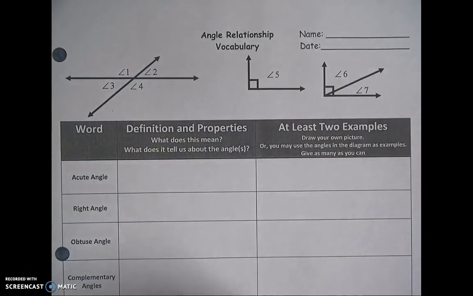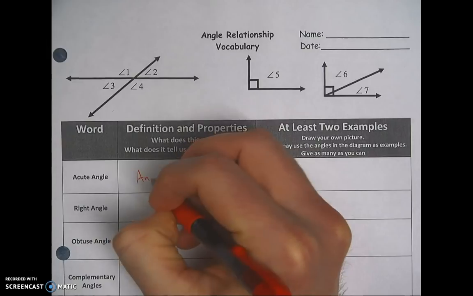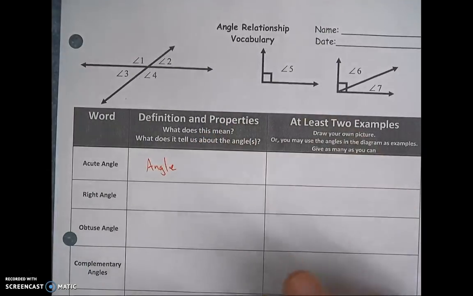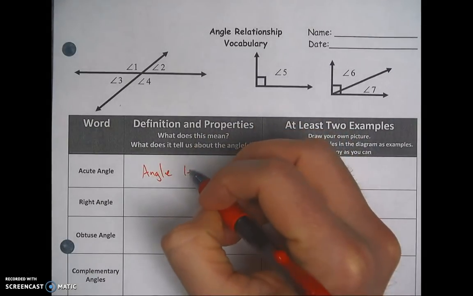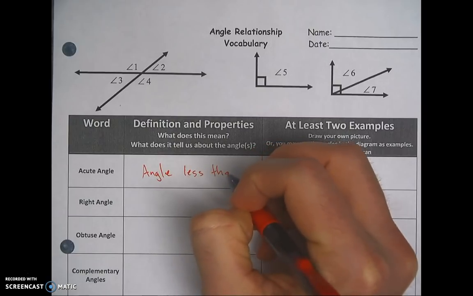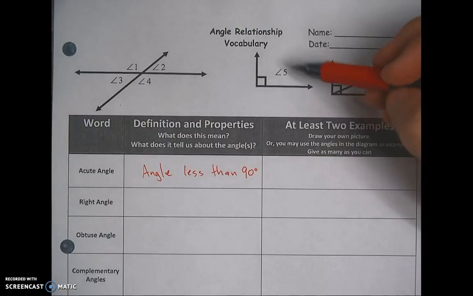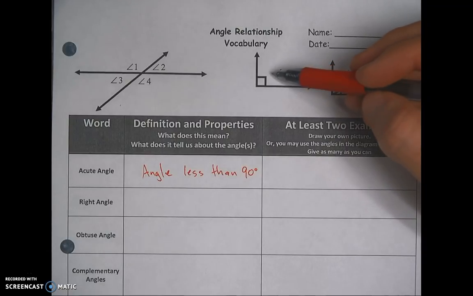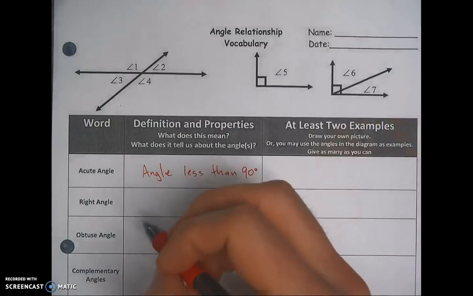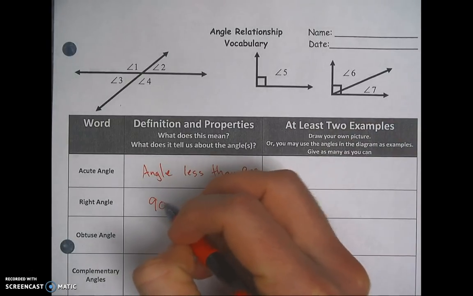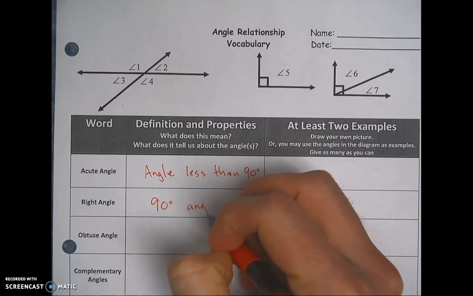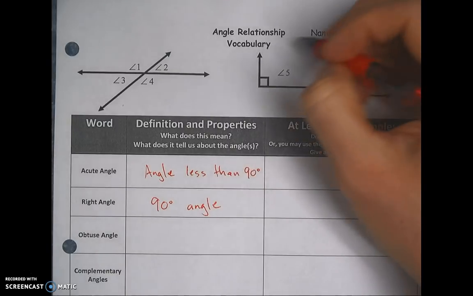An acute angle you've studied before. This is an angle that's small, acute. So this is less than 90 degrees. Now if you look up, I think most of you know that angle 5 here represents 90 degrees. And this is your right angle. So this is a 90 degree angle. This is a right angle.